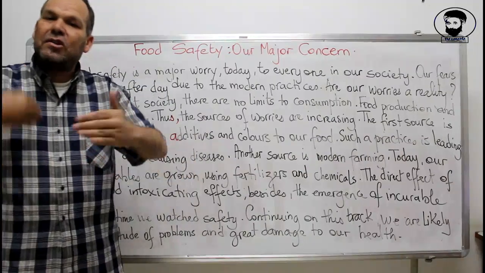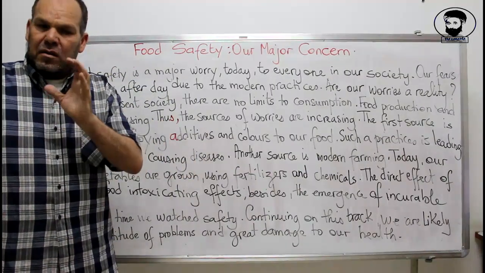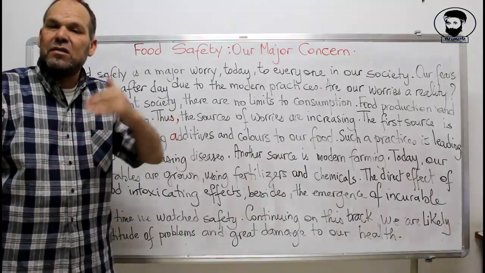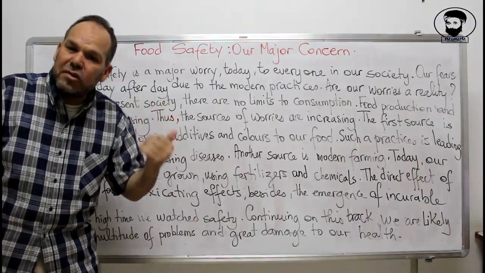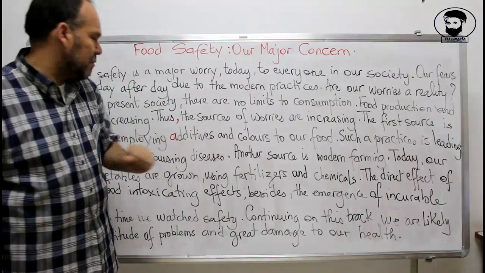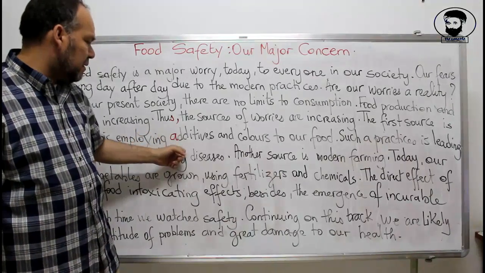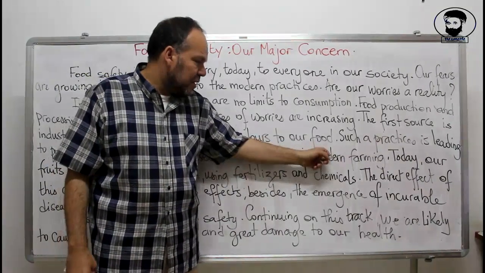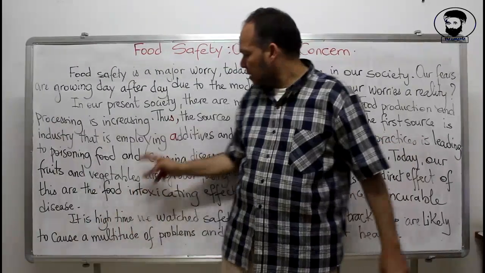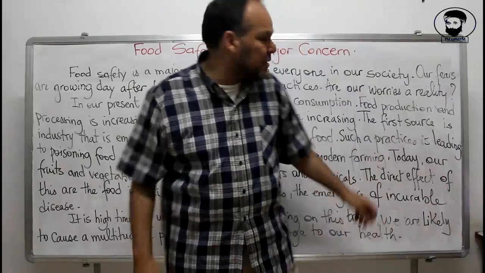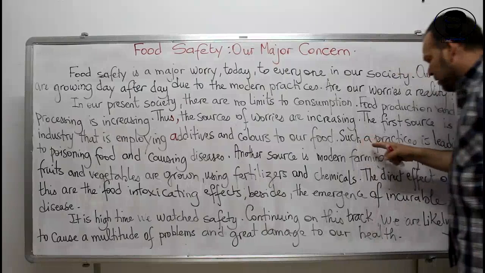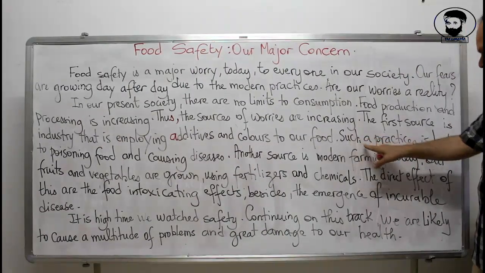And by this way, they are changing the natural form of the product and coming with another product which is, let's remember, a conventional food. It is a food which comes from the land to the factory to your consumption. So, they are employing additives and colors to our food. Such a practice, it means adding colors and additives to the food, such a practice.